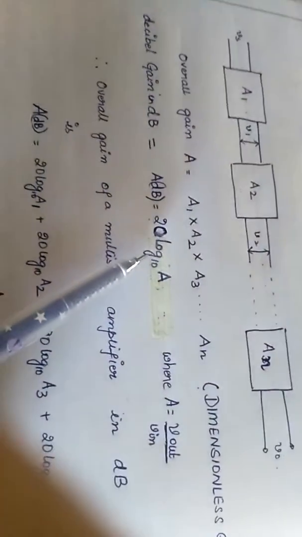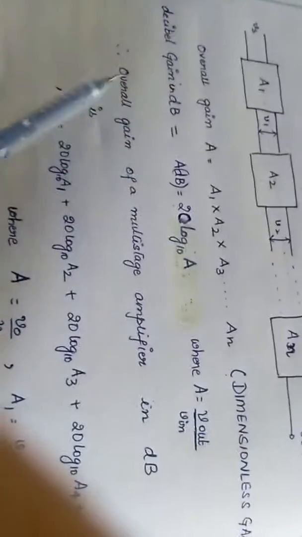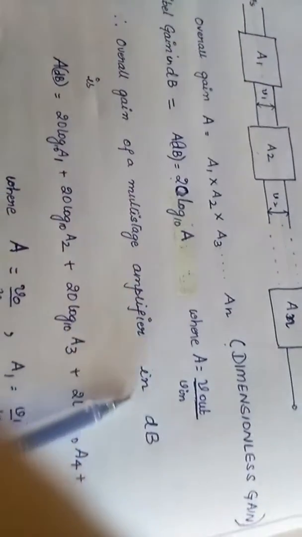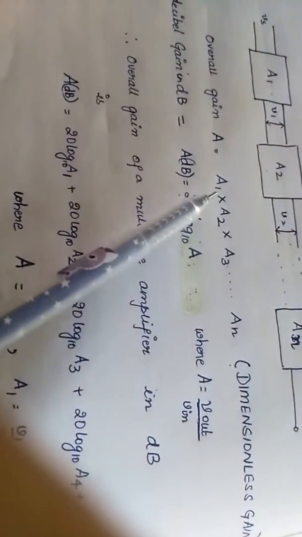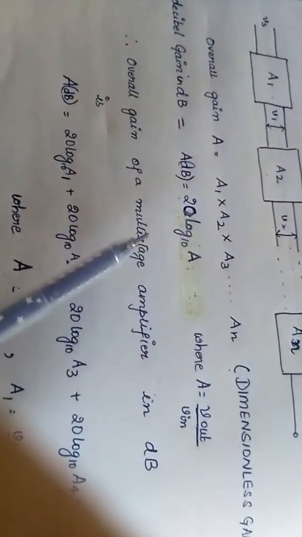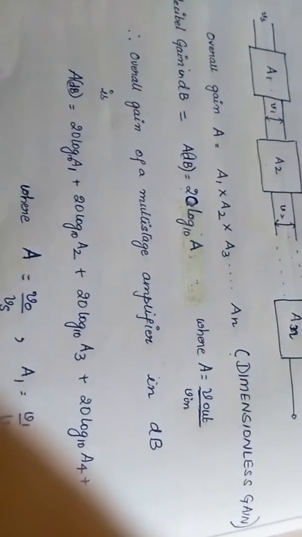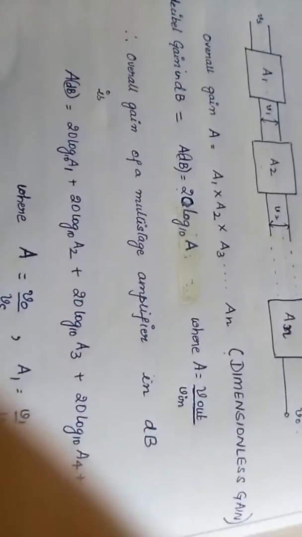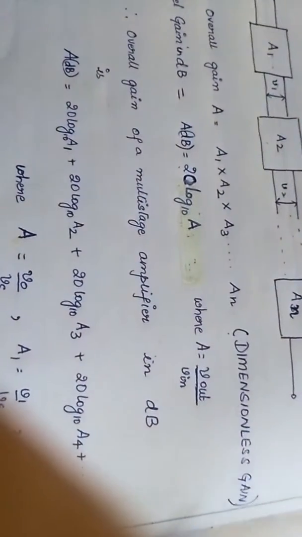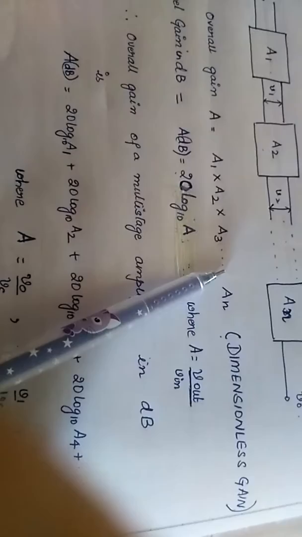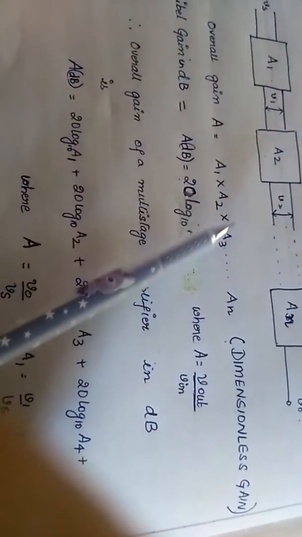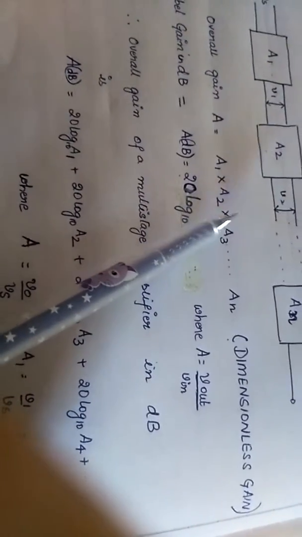So, when you do this, what happens? How to find the overall gain of a multi-stage amplifier in decibels? As I told you, if you apply logarithm to this, we know that log of A into B is equal to log A plus log B, isn't it? So, you can do a small exercise, apply log to the base 10 on both the sides and multiply by 20 on both the sides. You will find that you will arrive at this answer.